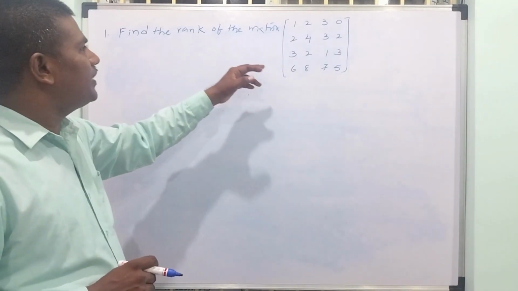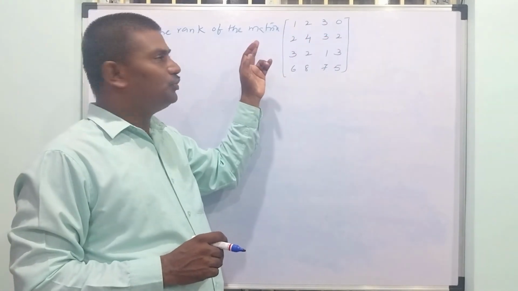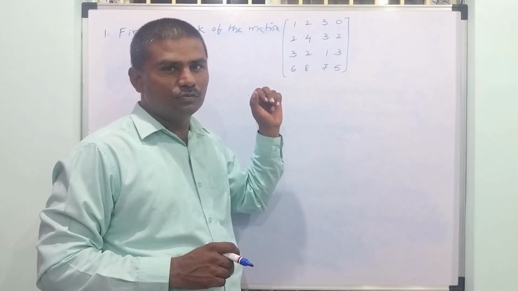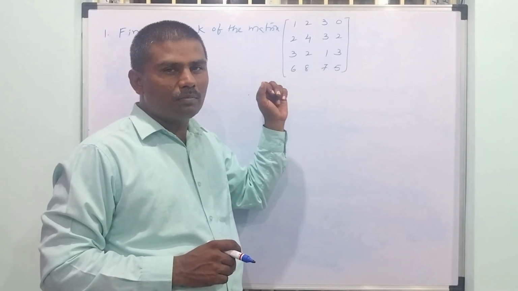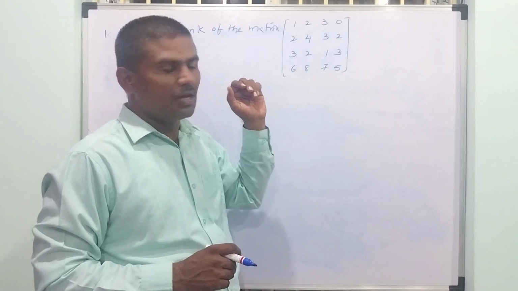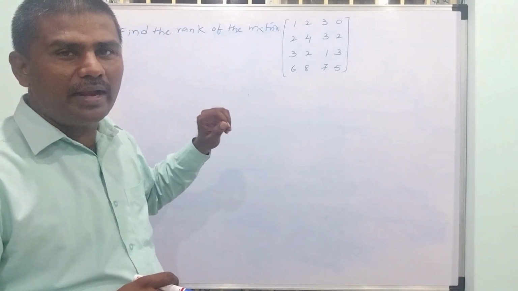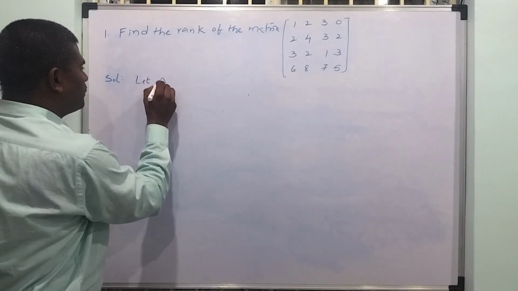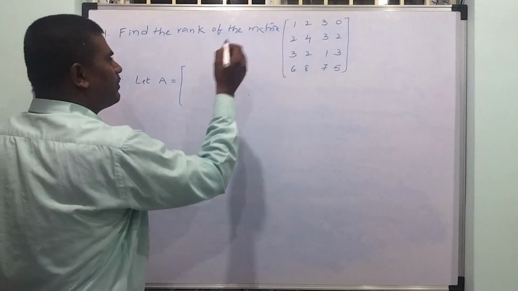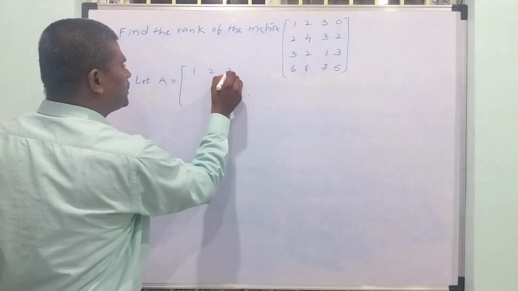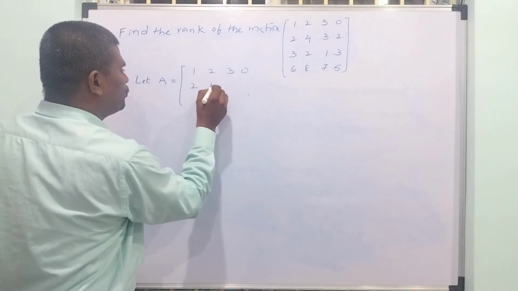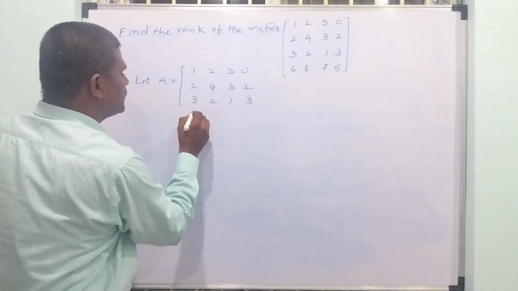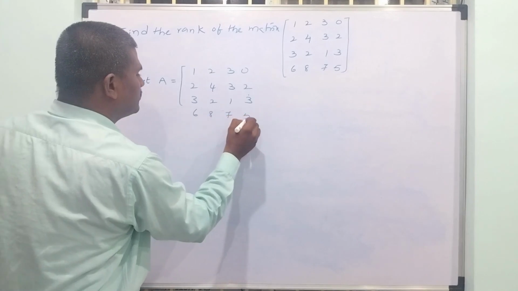Find the rank of the matrix [1, 2, 3, 0; 2, 4, 3, 2; 3, 2, 1, 3; 6, 8, 7, 5], which is a repeated problem in examinations. How can we find the rank of this matrix? Let A be the given matrix: 1, 2, 3, 0; 2, 4, 3, 2; 3, 2, 1, 3; 6, 8, 7, 5.